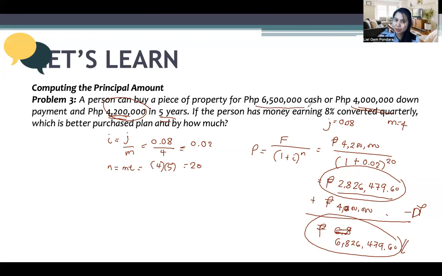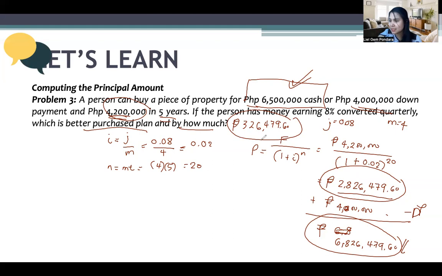compared to 6.5 million in cash. So which is a better purchase plan? Of course, the cash, the one with a spot cash. And by how much? We'll subtract the two. The difference is you can save as much as 326,479.60. And please edit your notes because in the notes it says 3 million down payment, but in the procedure, it was already 4 million down payment.